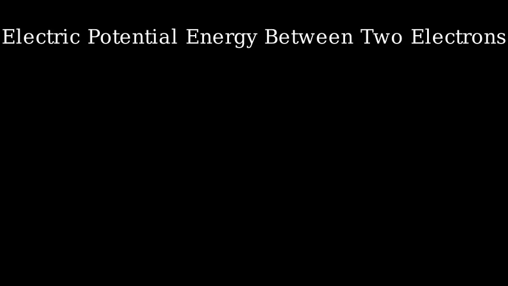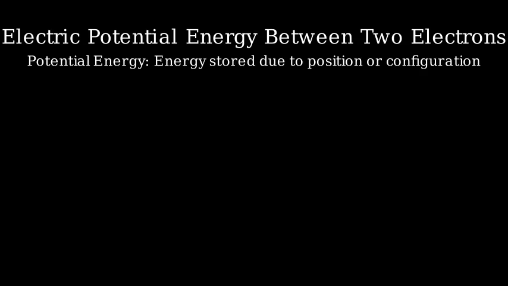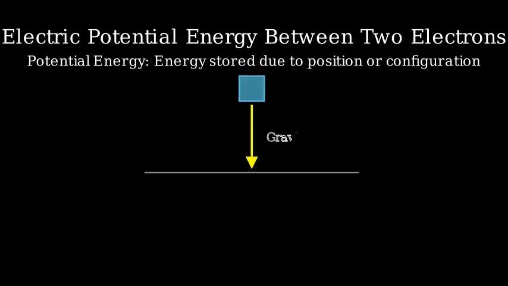Let's start by understanding what potential energy is. Potential energy is the energy stored in a system due to the position or configuration of objects. For example, when you lift an object against gravity, it gains gravitational potential energy. Similarly, charged particles have electric potential energy due to their electrical interaction.